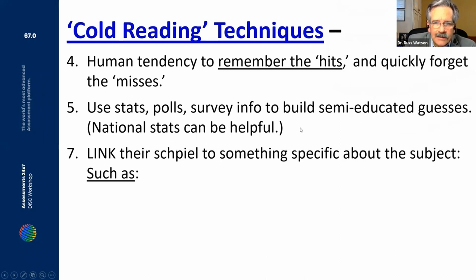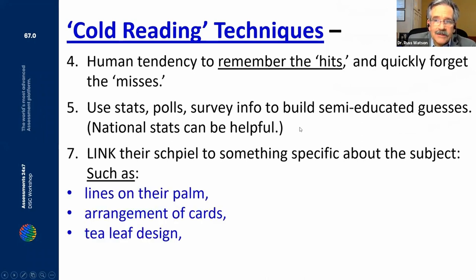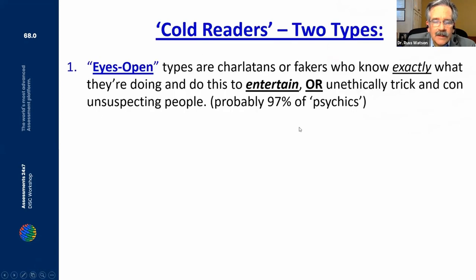The charlatans will link their spiel to something specific: lines on your palm, arrangement of cards, tea leaf design, or DISC and motivator scores. Two types of cold readers. Eyes open types are charlatans, fakers who know exactly what they're doing. They do it to entertain people. That's okay. We pay for the entertainment. They usually have a disclaimer: the information here is for entertainment purposes only.